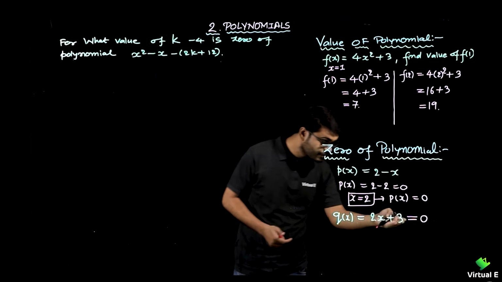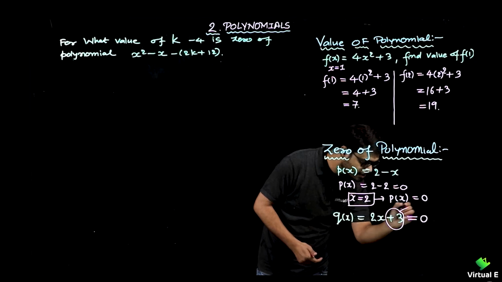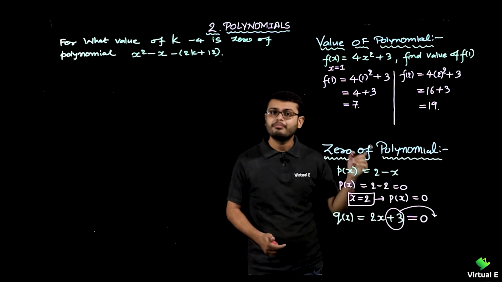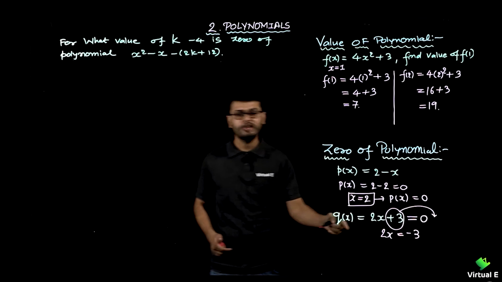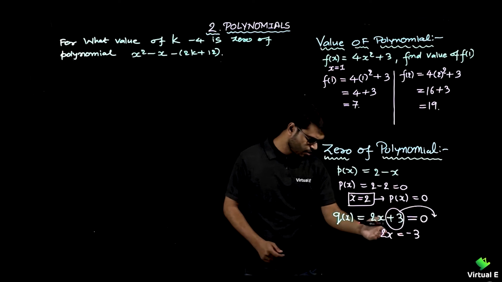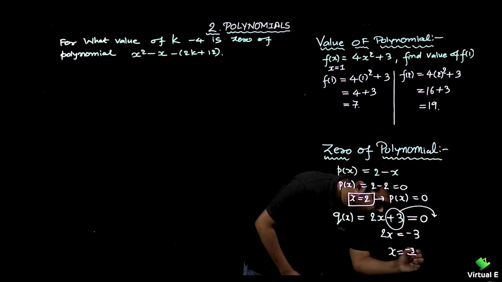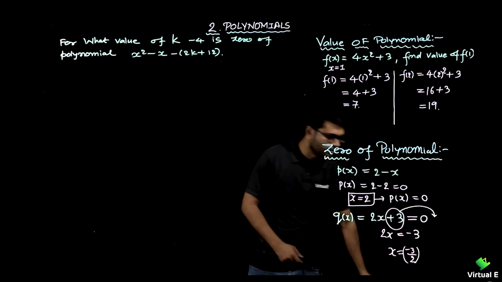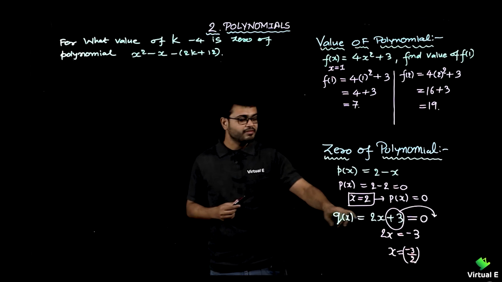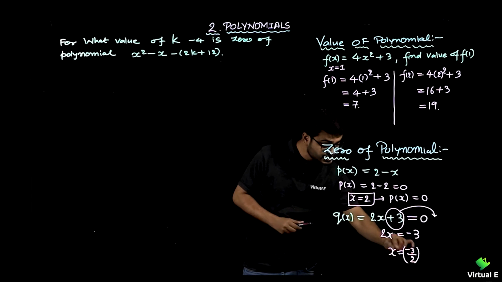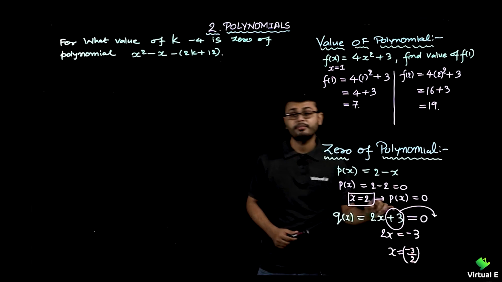You have done linear equations in one variable, right? So I want the value of x. I will shift this plus 3 over here, so it will become minus 3. So 2x = -3. And I want the value of x. But see, there is a coefficient 2, so that will go into the denominator. So x = -3/2. So if I take x = -3/2, my polynomial will become 0. So x = -3/2 is called the zero of this polynomial.